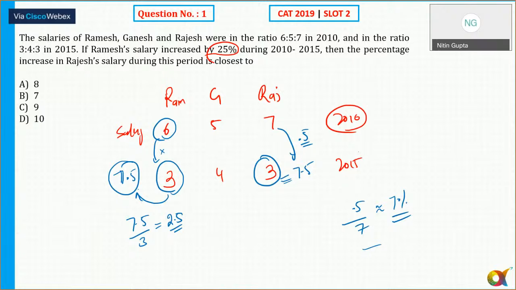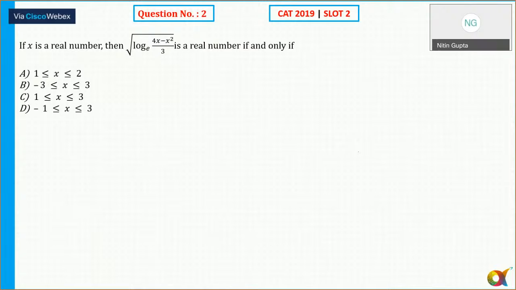Okay, so let's move to question number 2. Question number 2 also, I rate this question as easy. Why easy here? If x is a real number, then this is real. We know that log is only defined for positive numbers. First of all, the term inside the square root has to be greater than or equal to 0. That is the important thing here.